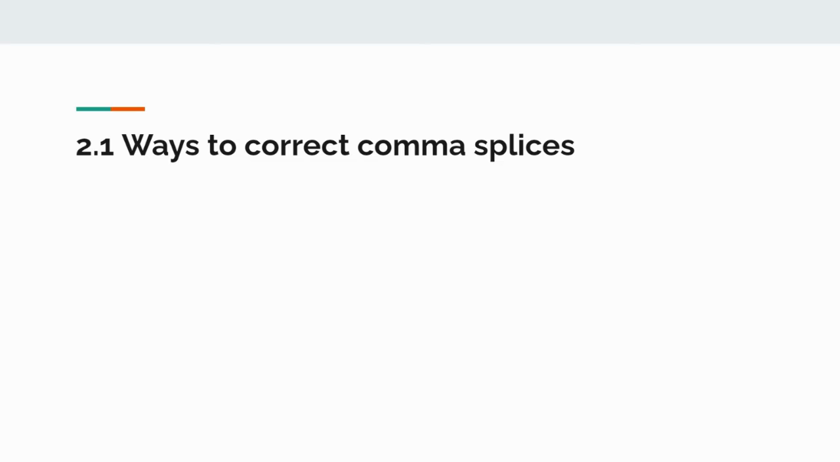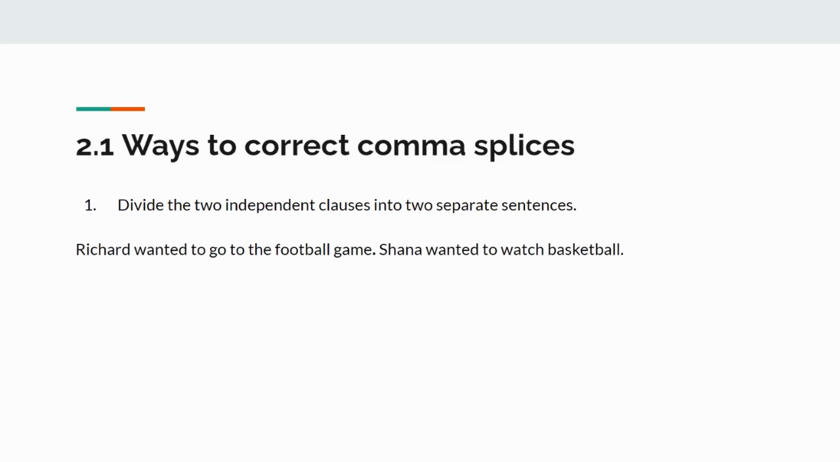We're going to talk about three different ways to correct comma splices. The first one being divide the two independent clauses into two separate sentences. For example, Richard wanted to go to the football game, full stop. Shauna wanted to watch basketball. Here we have fixed the problem with the comma splice, making the two independent clauses into two separate sentences.